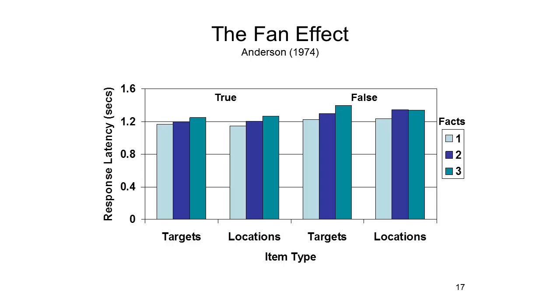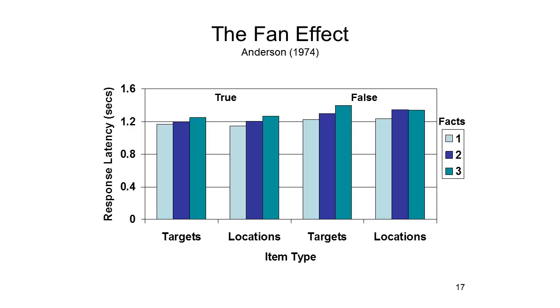But the response latencies for both true and false facts varied according to the number of facts they had learned about each person and each location. If they knew only one fact about a target or about a location, they responded pretty quickly. But if they knew two facts or three facts, it took them correspondingly longer to respond. The effects may look small, but they're highly significant in this kind of research.